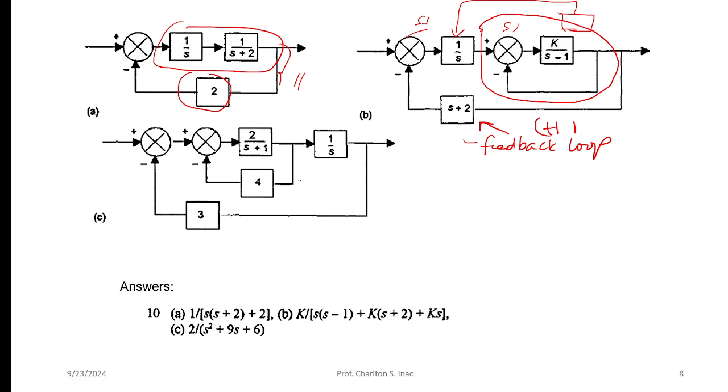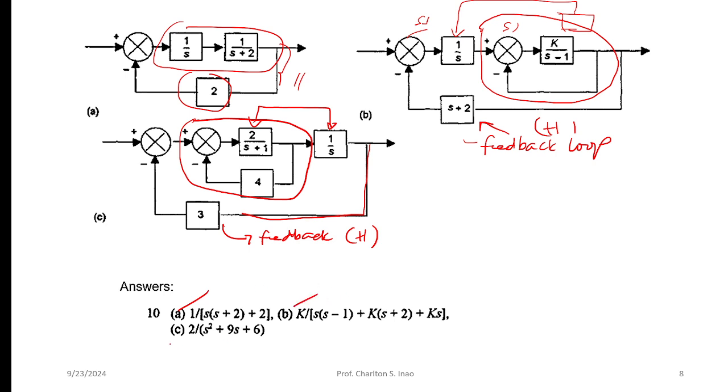Okay, so here, how do we attack this? I think it's better to simplify this first. Then, because there's a feedback block or loop, we can put it here. They are arranged in series, and then this feedback is arranged in parallel. Okay, so these are the answers: A, then B, and then C.